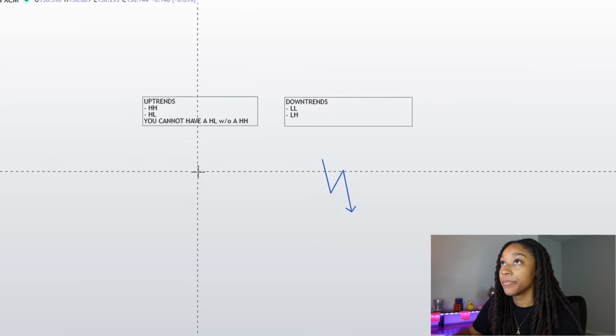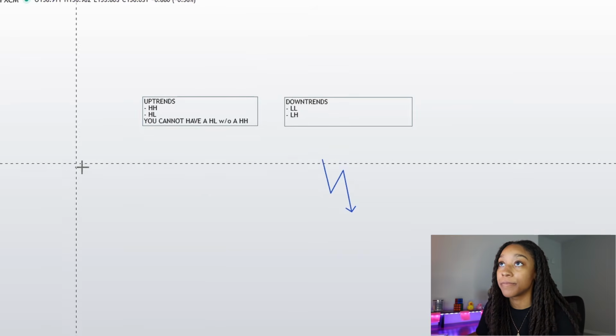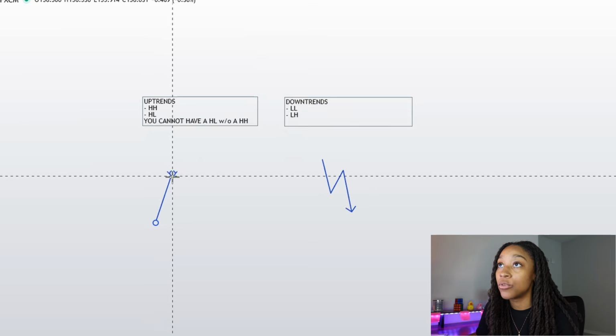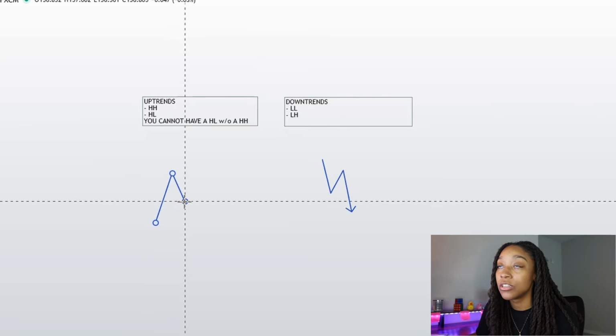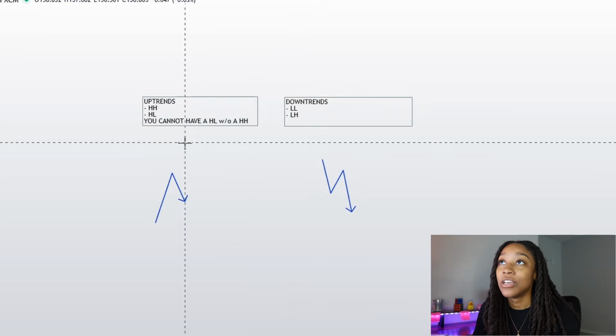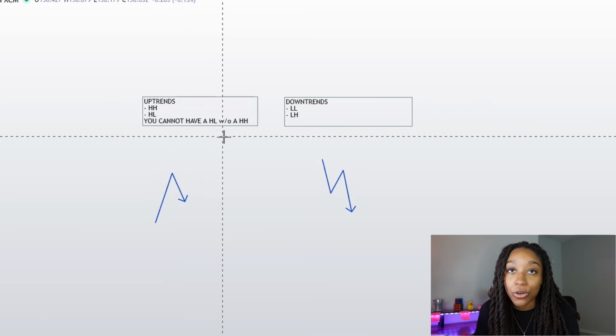I'm going to redraw it for you. When we're on the uptrend and price is making this movement, we have something called a pullback, or a correction, or a retracement, whatever you want to call it. The market moves in waves. It goes up, it goes down. A lot of people tend to label the pullback as the higher low before it becomes a higher low. What does that mean? Well, I just said you cannot have a higher low without a higher high.